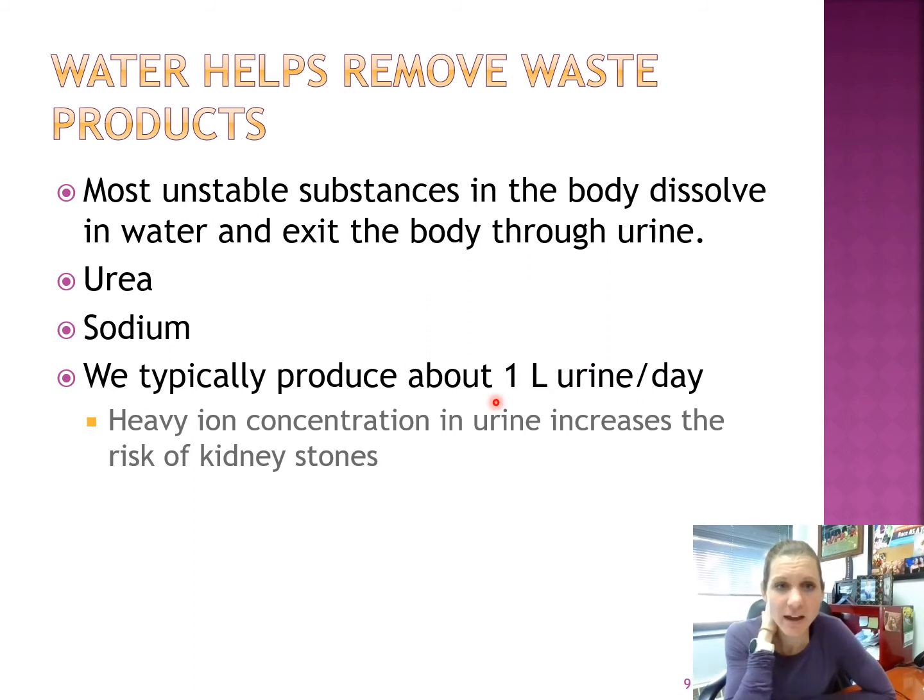So again, we said that water will help us to remove different waste products. Most unstable substances in the body will dissolve in water and exit through urine. We said urine, but sweat will also serve as a way for us to get rid of some of those waste products. Urea is an important byproduct of protein metabolism. As we produce urea, we need to get rid of it generally through the urine. We can also get rid of it through the sweat as well.